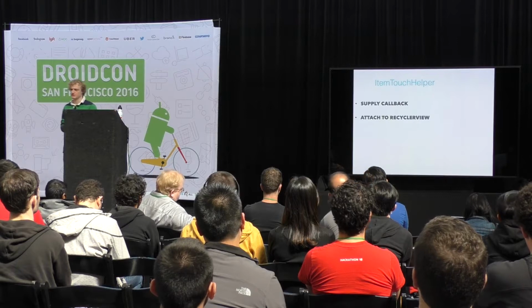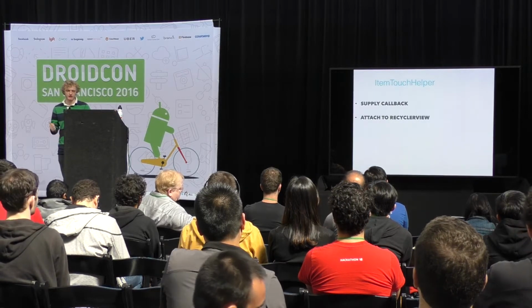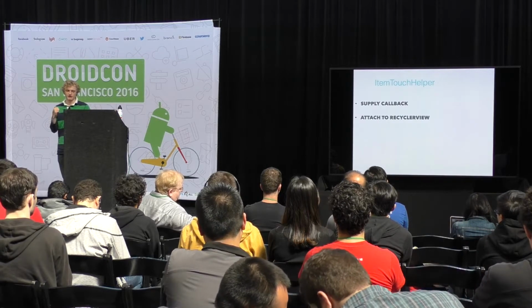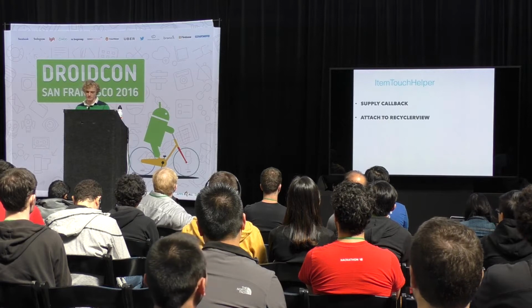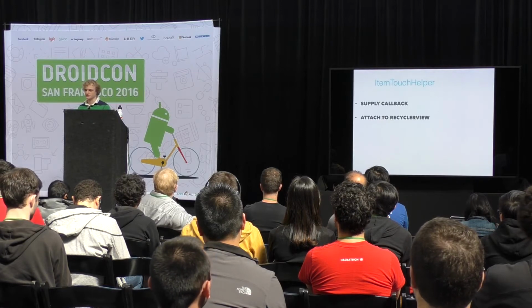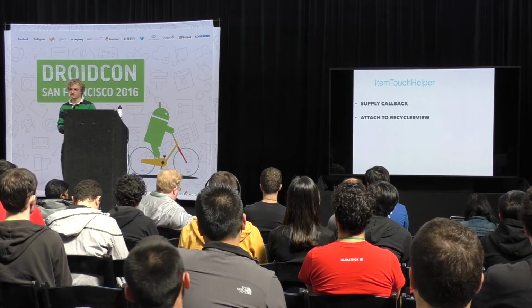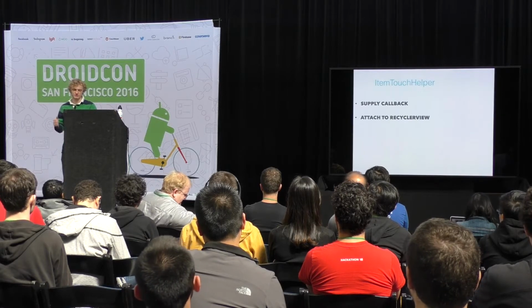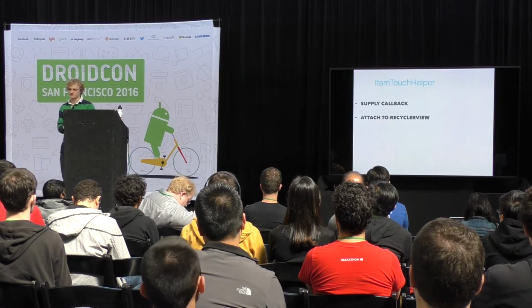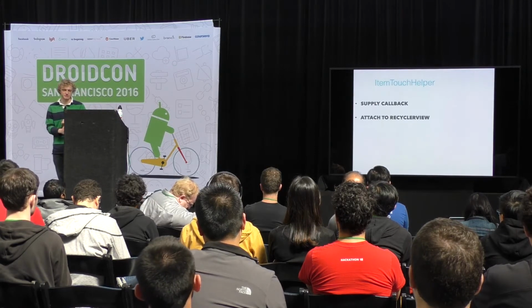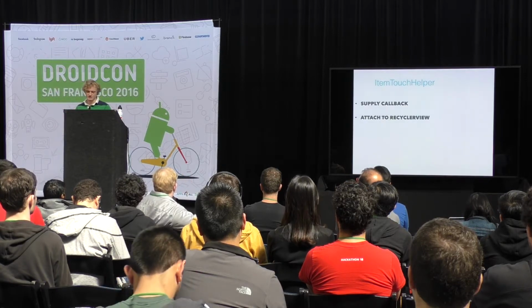ItemTouchHelper is super easy to get started with. You supply it a callback in the constructor; you just implement the callback and then attach it to the RecyclerView. The ItemTouchHelper then attaches the item decoration to the RecyclerView, attaches the on-item-touch listener to the RecyclerView, and sets up all those callbacks for you. So again, very easy to get started with.